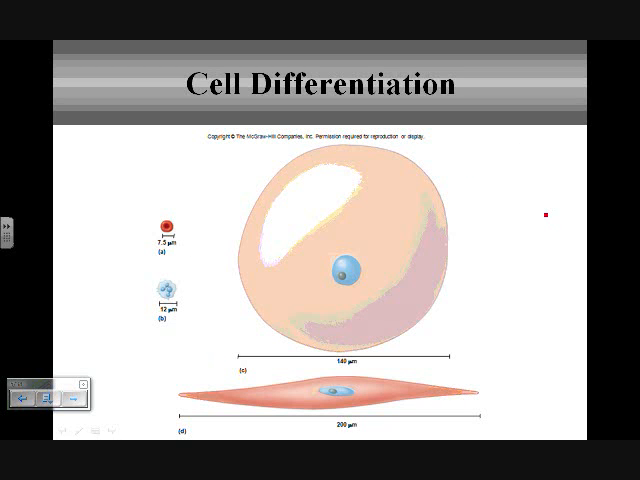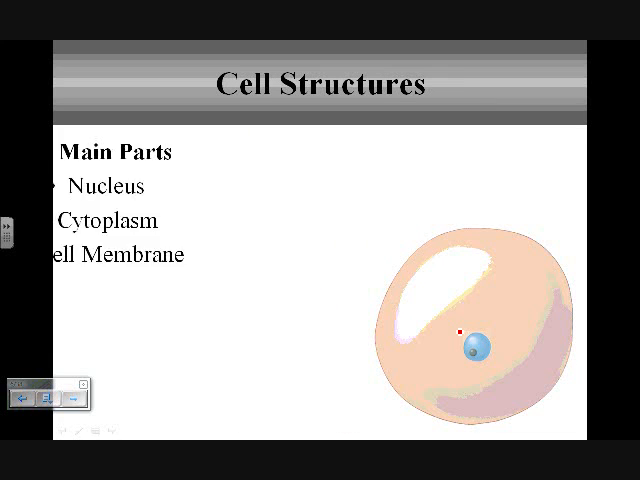Right here we're looking at an egg cell versus a muscle cell versus a red blood cell versus a white blood cell. Kind of giving you guys an idea as to what all of these different cells, size and shape really is about.